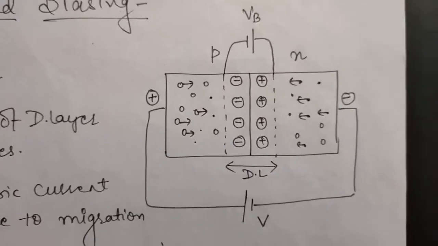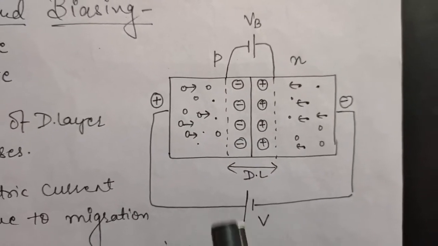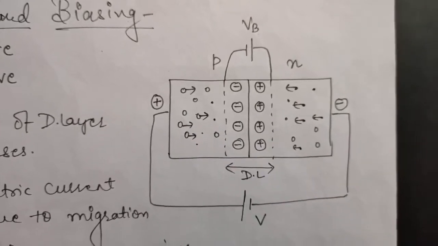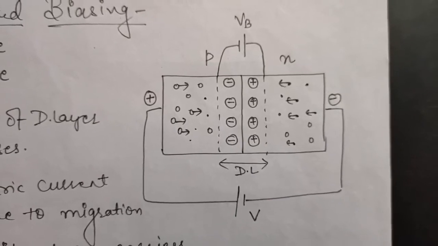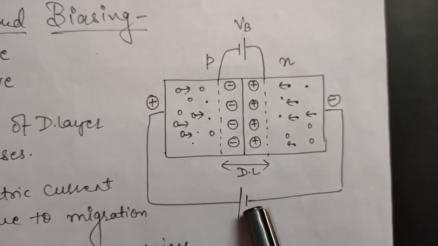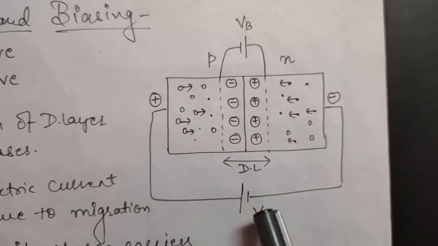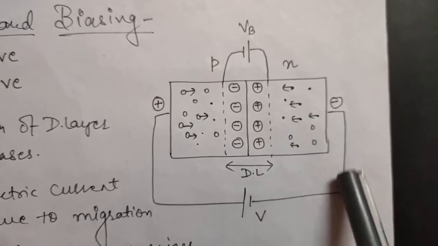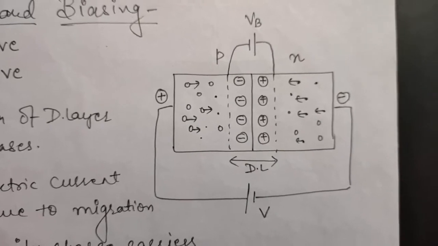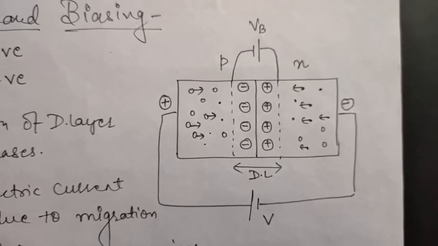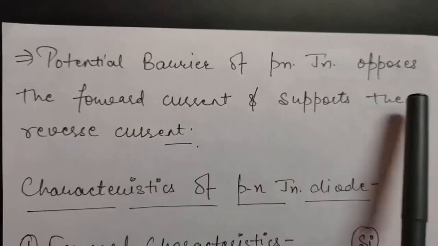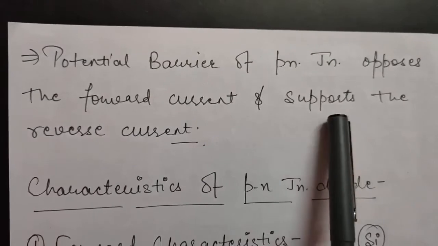Okay, so one more thing I want to tell you in forward biasing. See what is happening when holes and electrons move like this, they will recombine with each other. But there is no loss of electrons after recombination also, because as you can see, this is the negative electrode. So as soon as these electrons move, more electrons will flow inside the PN junction. So there is no loss of electrons even after recombination of electrons and holes. Okay, so the last point becomes: the potential barrier of the PN junction opposes the forward current and it supports the reverse current.